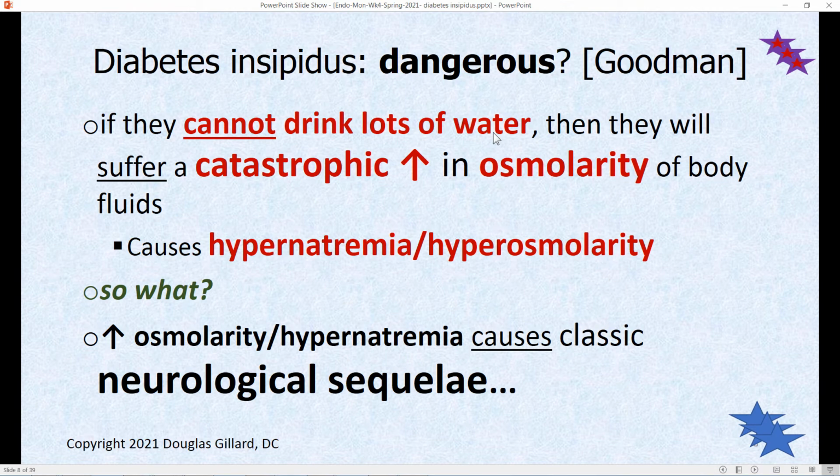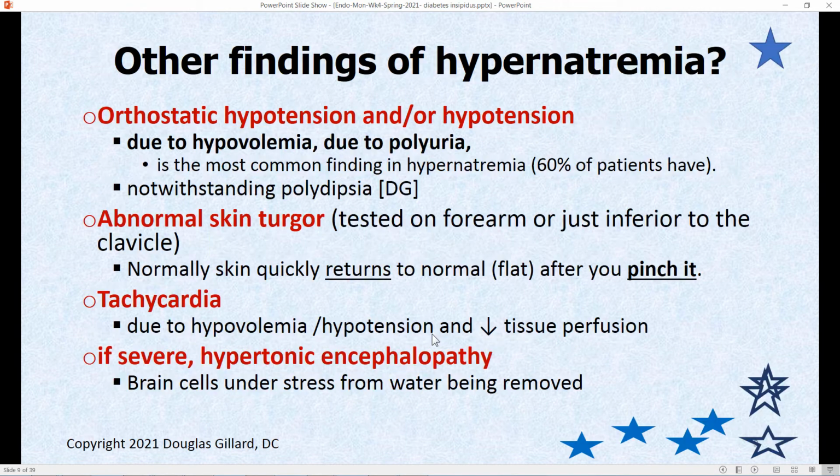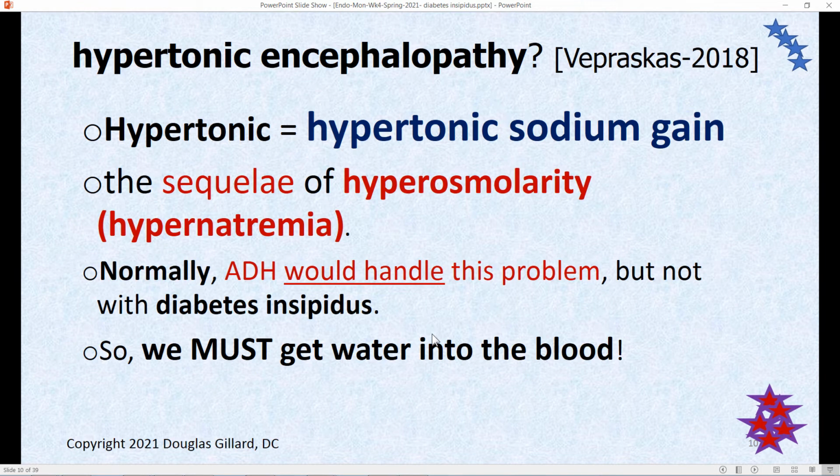Did I not say that? So neurological sequelae, did I miss a slide here? Yeah, these slides are out of order, so we should go to here. So you're going to suck water out of the blood and out of the brain cells, so you're going to develop what's called hypertonic encephalopathy.